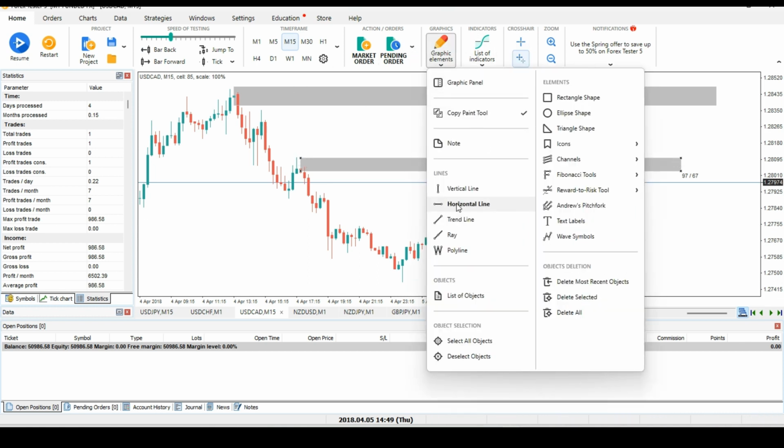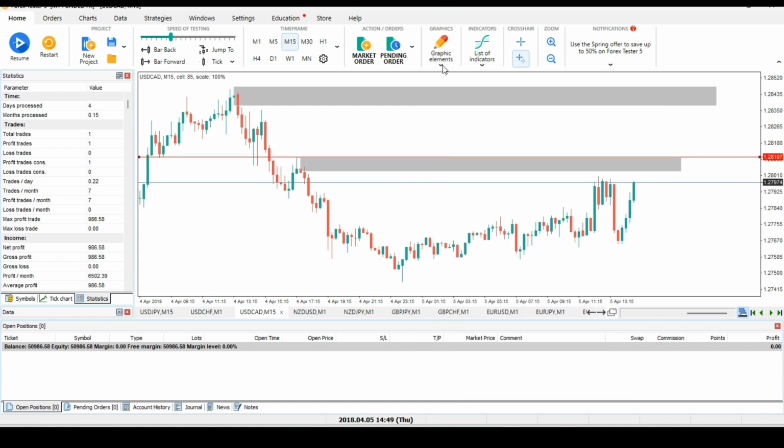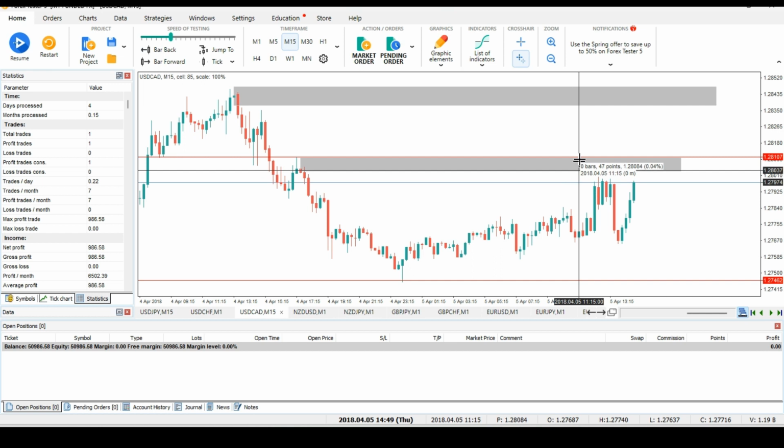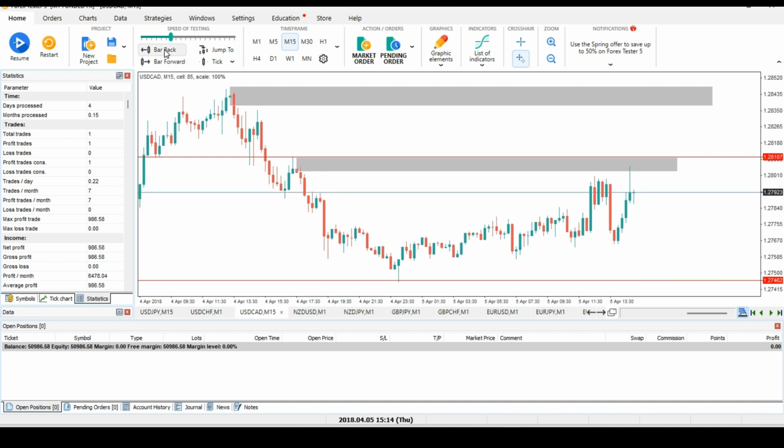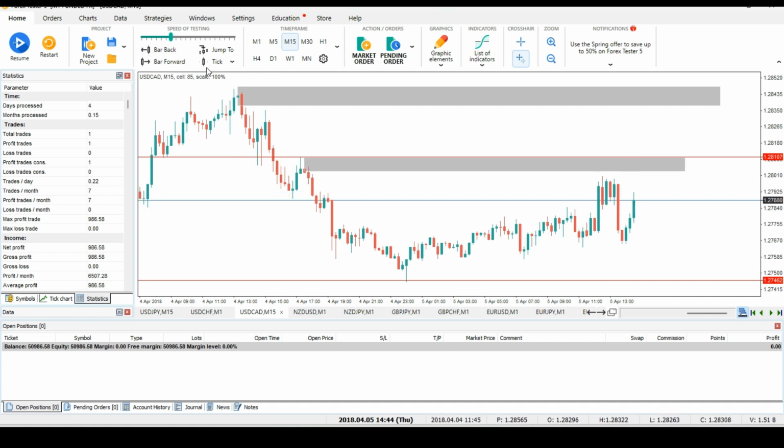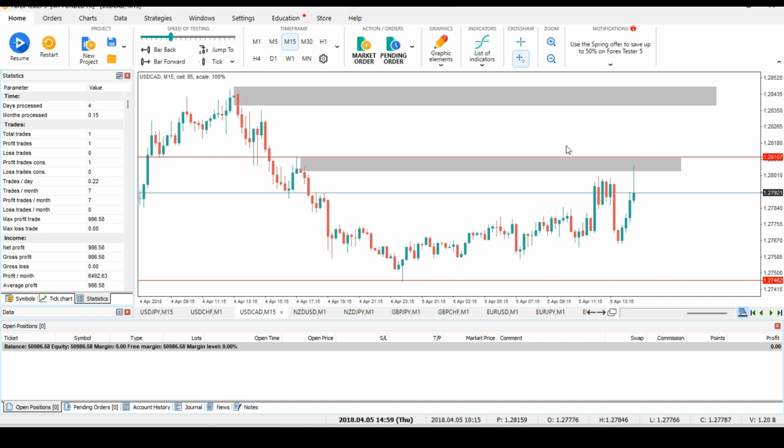So my plan: stop loss above and target below. Stop loss is about 7 pips, and my target is about 57 pips, almost like 1 to 6, 7, somewhere there. So let's play it back. Yeah, so you can see that beautiful move to the upside right there.